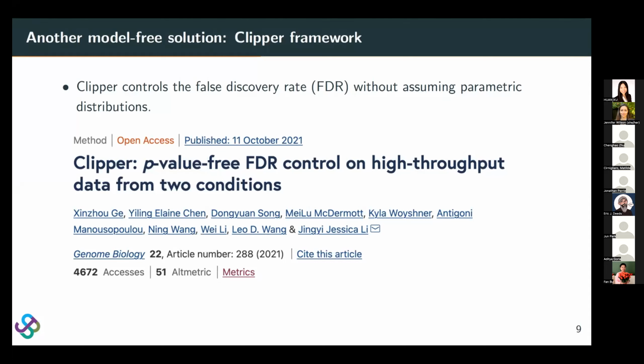Clipper is our previous work, which has already been published in Genome Biology last October. This is a p-value-free FDR control framework for high-throughput data analysis. It controls the FDR without assuming any parametric distributions, and it also does not rely on any p-values. I'd like to give a very brief introduction to our Clipper method.